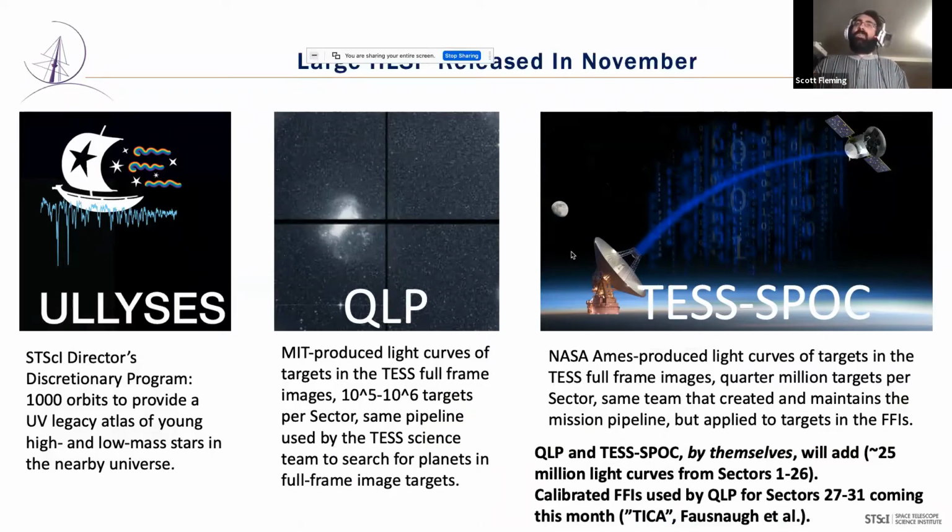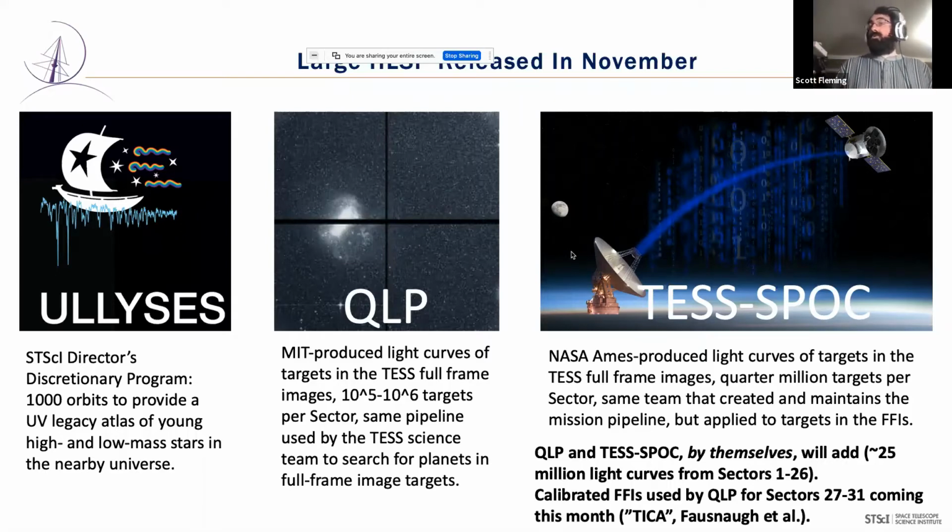And then QLP, the Quick Look Pipeline, and TESS-SPOC are TESS high-level science products, providing calibrated light curves from the TESS full-frame images. And between QLP and TESS-SPOC by themselves, when we are finished ingesting all of the sectors into our portal and API, there'll be more than 25 million light curves available for you to download and search for all kinds of stellar and exoplanet astrophysics, as well as extragalactic in some cases.